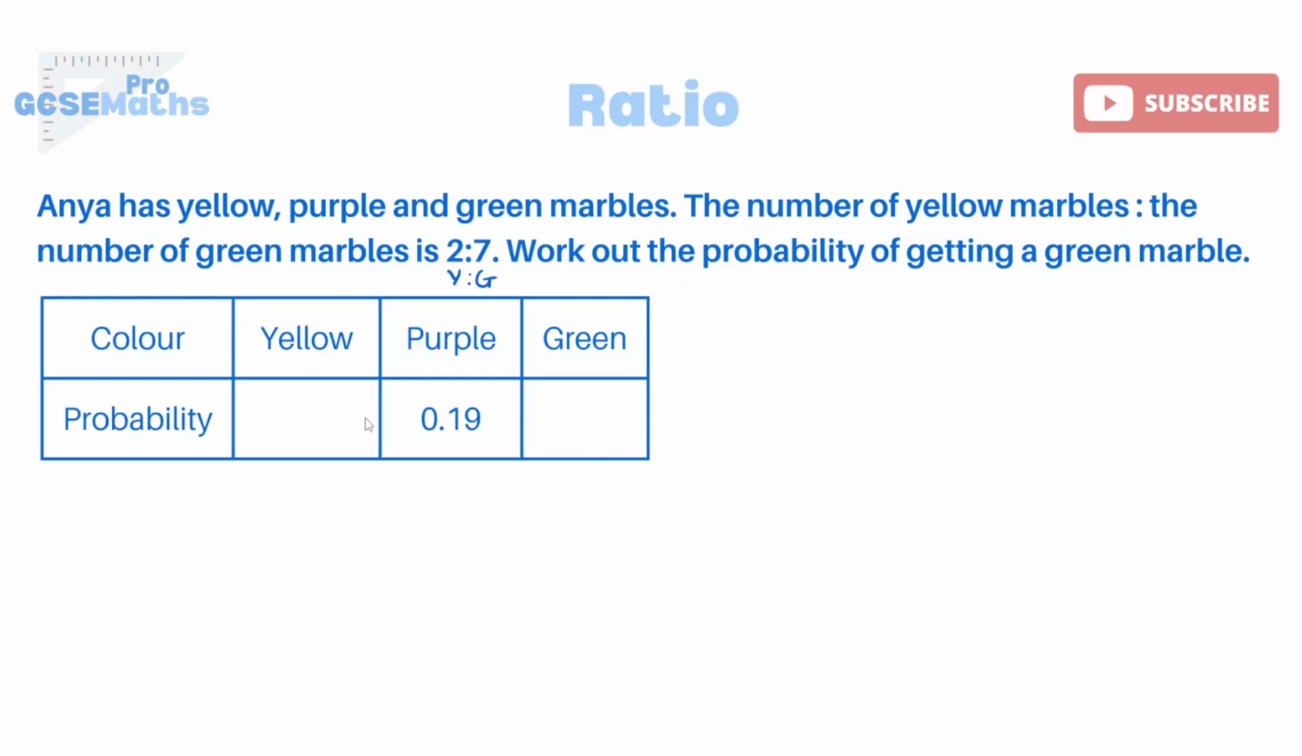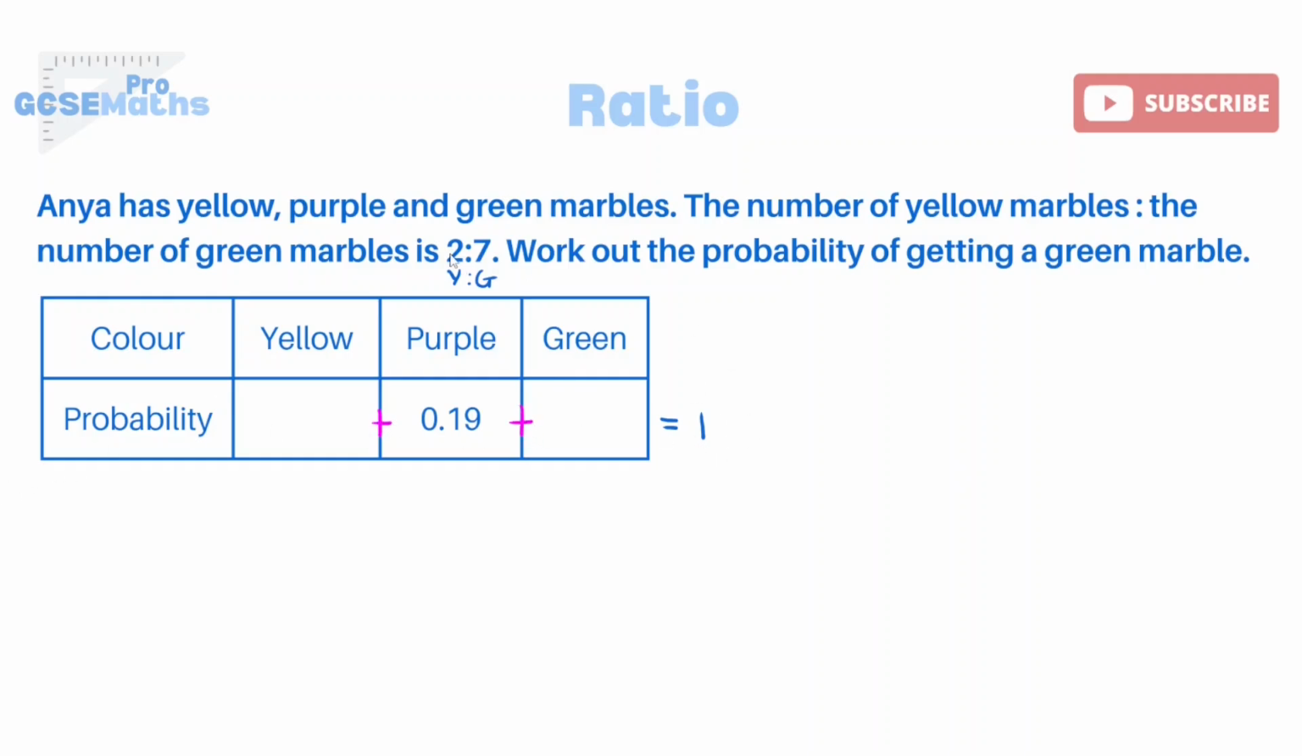When we get tables of probabilities, normally we have to remember that all of this should add up to 1, because Anya only has yellow, purple and green, right? Those are the only options. So the probability of picking a yellow or a purple or a green is 100%, isn't it? There's definitely a chance you're going to get one of those 3 colours. So all of these 3 boxes should add up to 1.